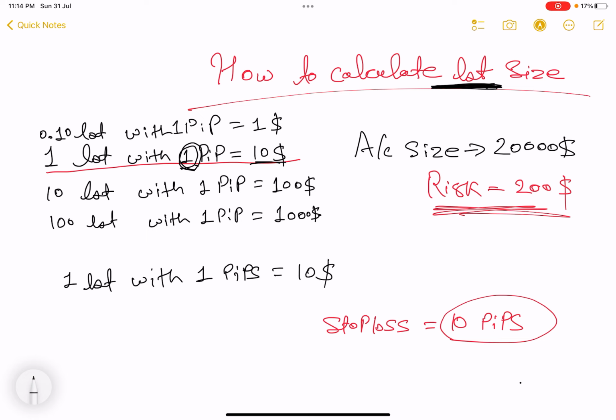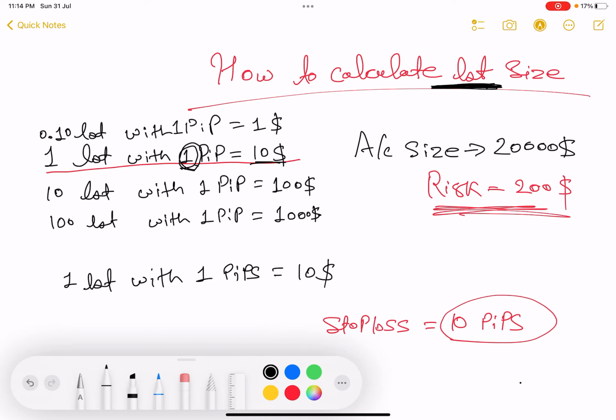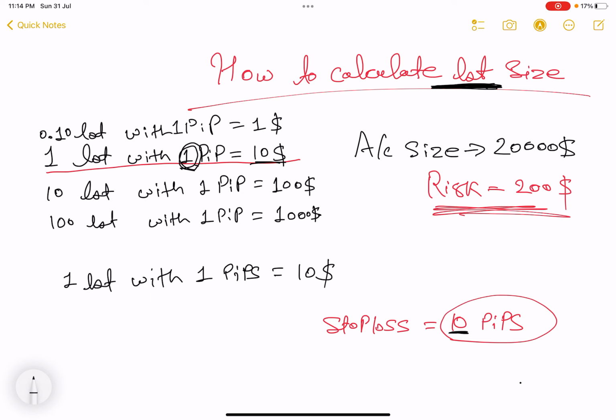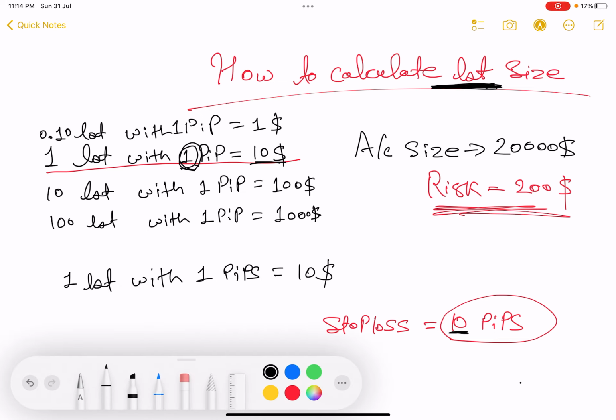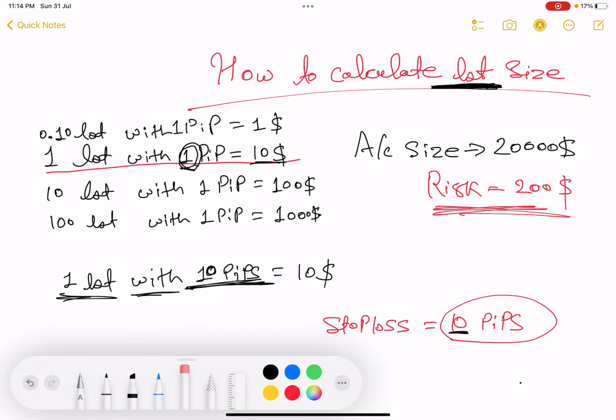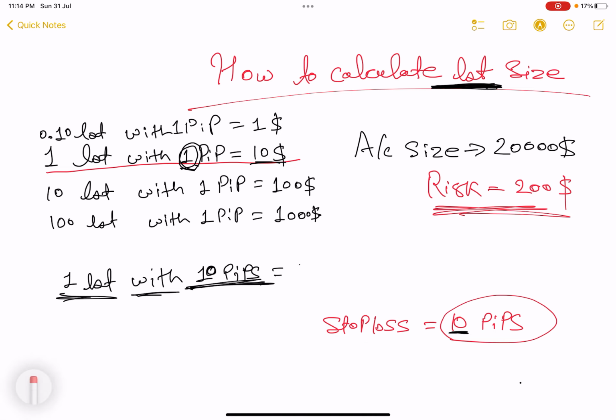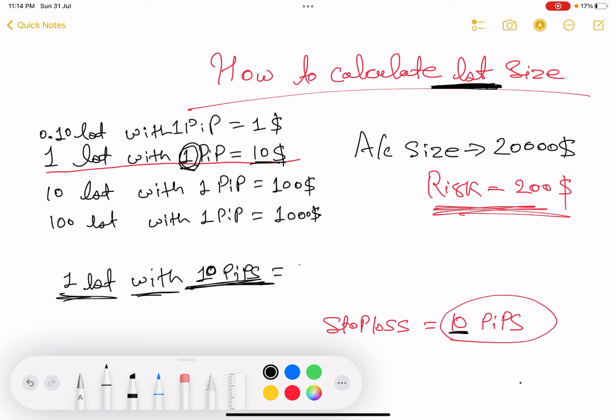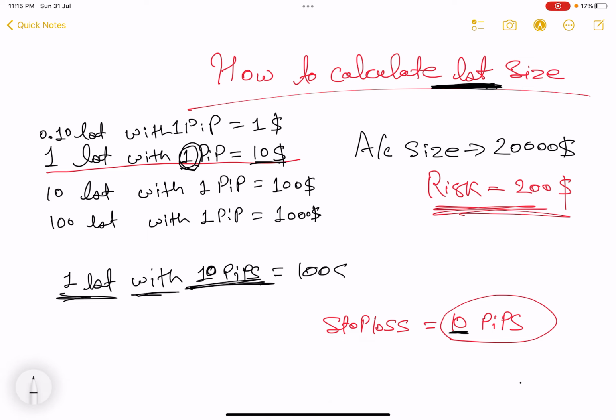Yes. Now what is my lot size here? What is my pips here? Stop loss pips, and 10 pips, right? So just write it down here that our pip is 10 here. I am just writing it down here. Okay. Now one lot with 10 pips equals $100. It equals $100, right? So just keep it here, $100.